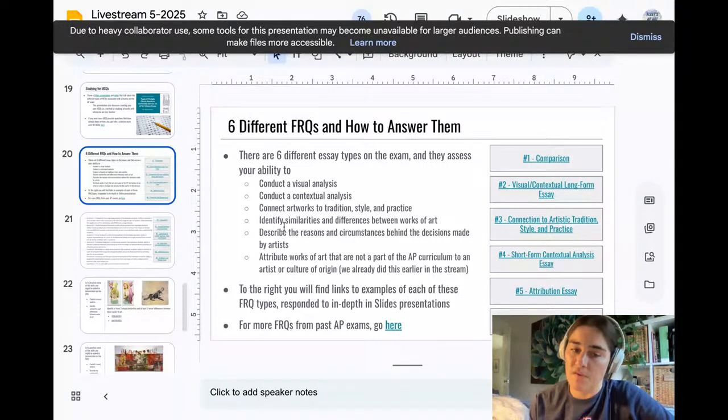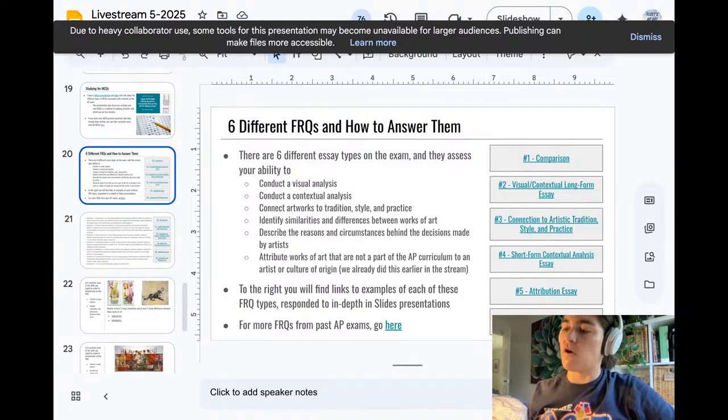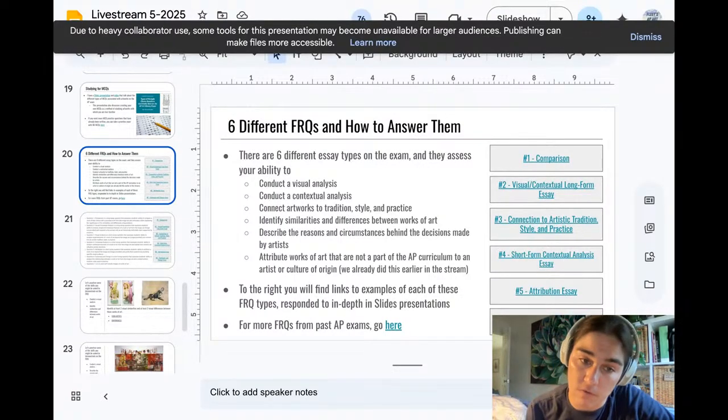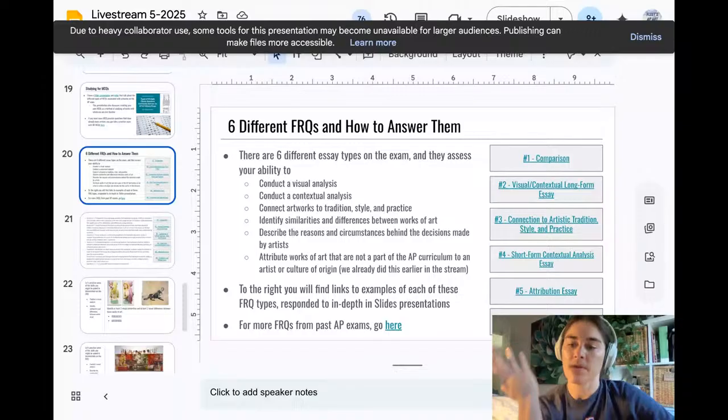Also, describing the reasons and circumstances behind decisions made by artists is going to be important as well. So, for example, let's use Self-Portrait as a Soldier by Ernst Kirchner. I'm surprised nobody's mentioned that in the chat yet. That's one of the student favorites, right?